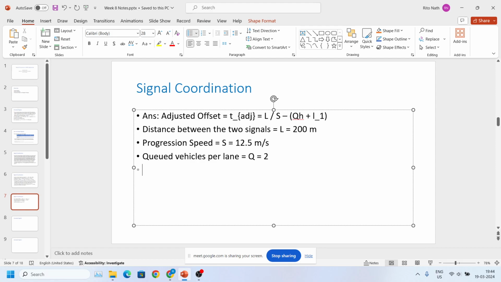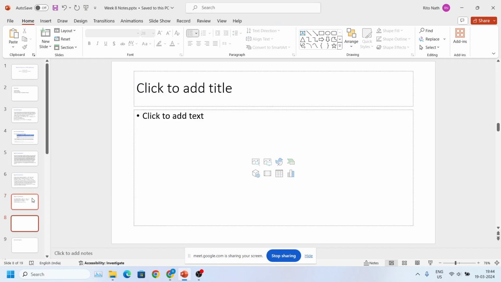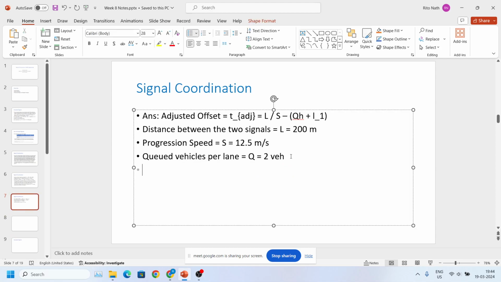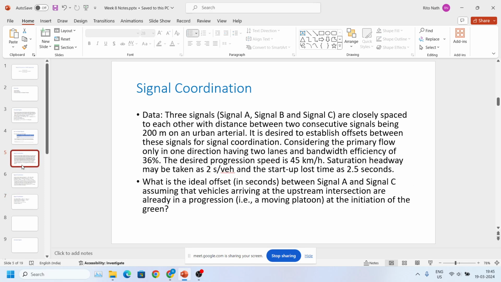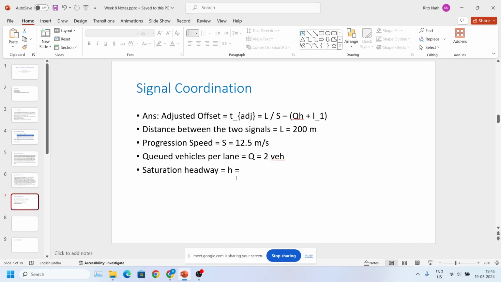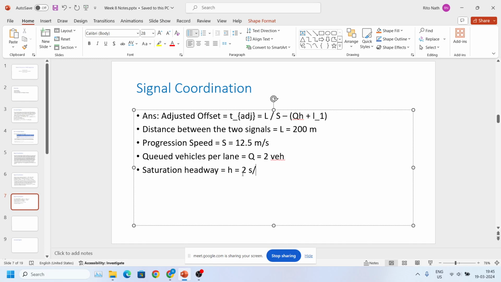And next you have the saturation headway, that small h, and that may be taken as 2 seconds per vehicle. Startup loss time is your L1, which is 2.5 seconds.